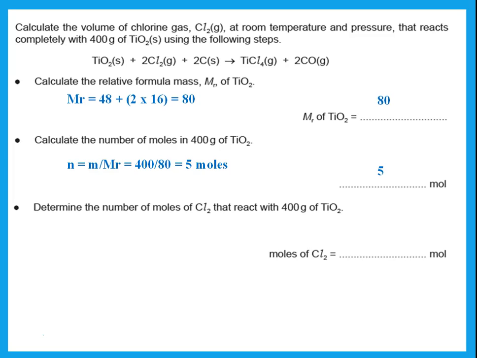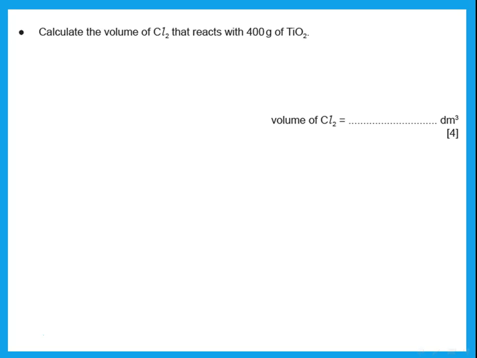What would be the number of moles of chlorine that will react with it? I look at the equation, and I find that the number of moles of chlorine is twice that of titanium dioxide, so that means I have 10 moles of chlorine. That means the volume of chlorine that reacts with this amount is number of moles times 24, which is 240.